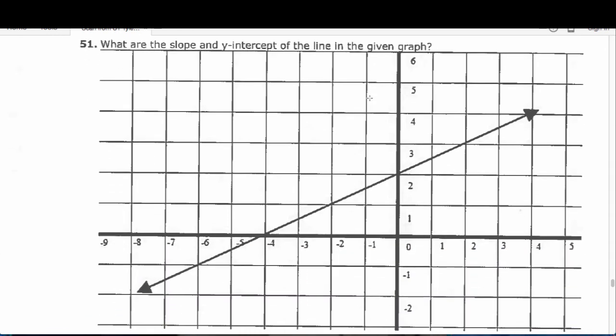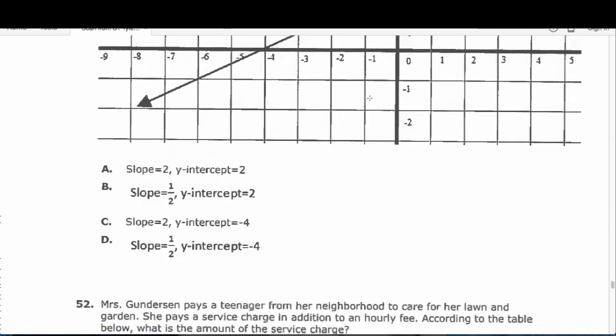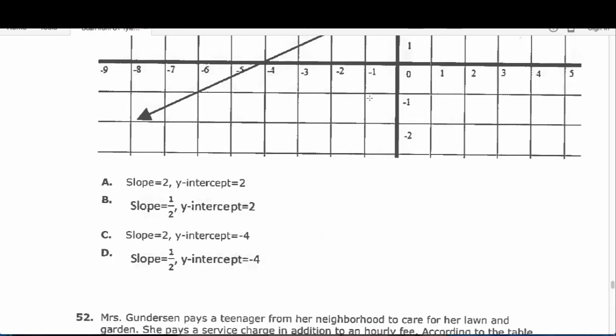Question 51. What are the slope and y-intercept of the line in the given graph? A. Slope equals 2, y-intercept equals 2. B. Slope equals 1/2, y-intercept equals 2. C. Slope equals 2, y-intercept equals negative 4. D. Slope equals 1/2, y-intercept equals negative 4.